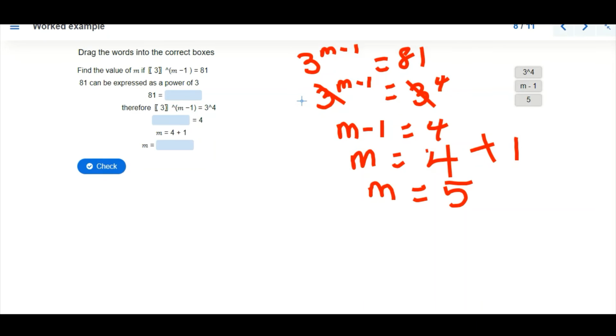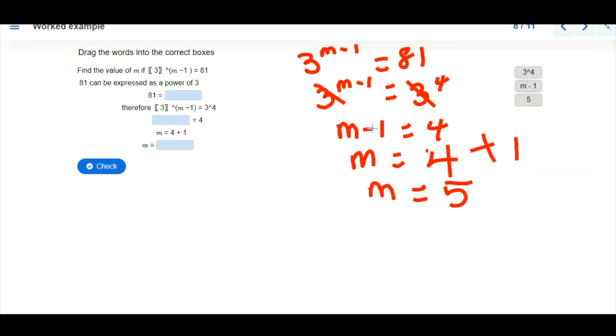So let's look at the solution here. As I've actually said, we have 3 raised to power m minus 1 equals 81. 3 can be multiplied by 3 by 3 by 3 in 4 places to give us 81. So we express this as 3 raised to power m minus 1 equals 3 raised to power 4. Because we have a common base, we cancel 3 and 3. Now the next value is m minus 1 equals 4.